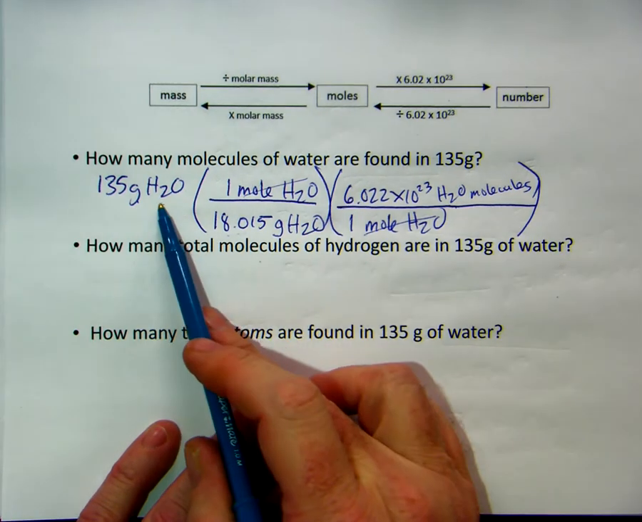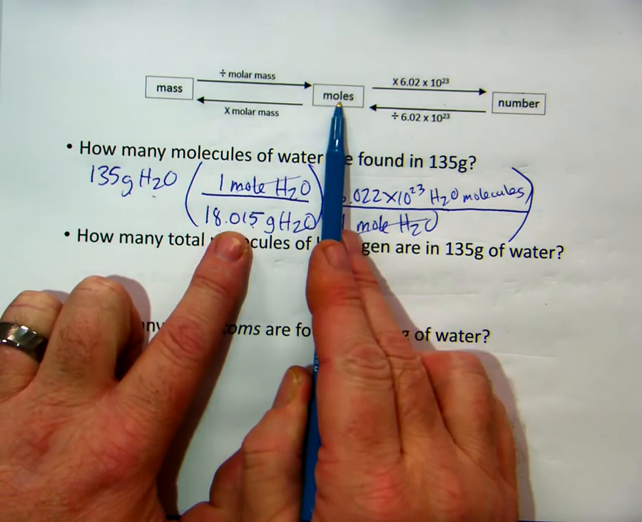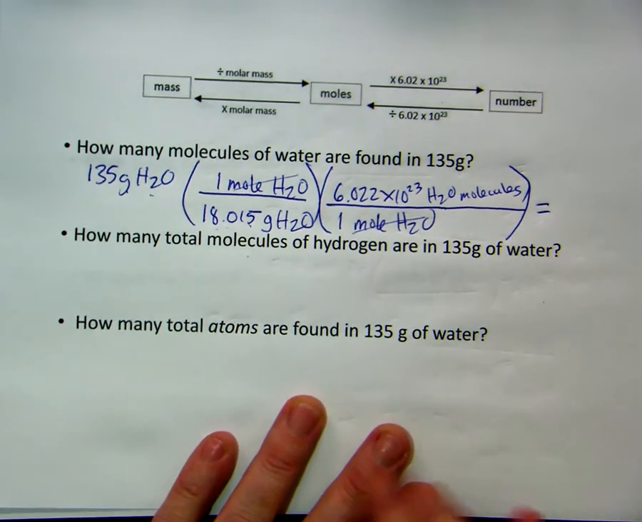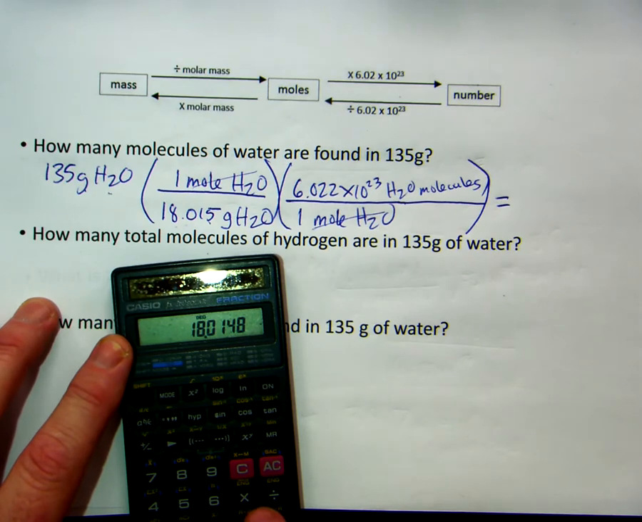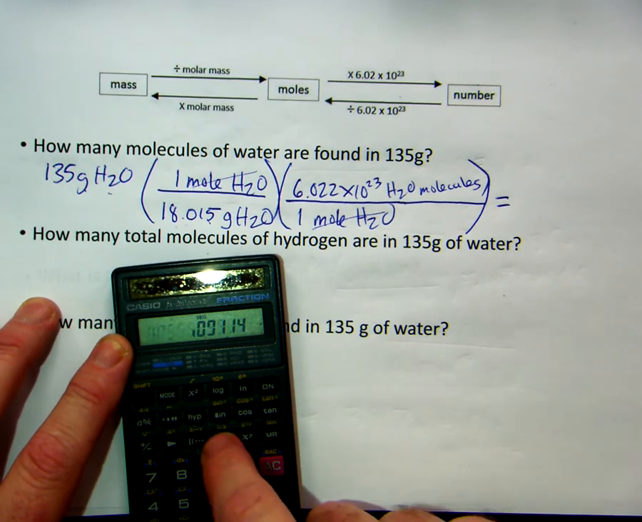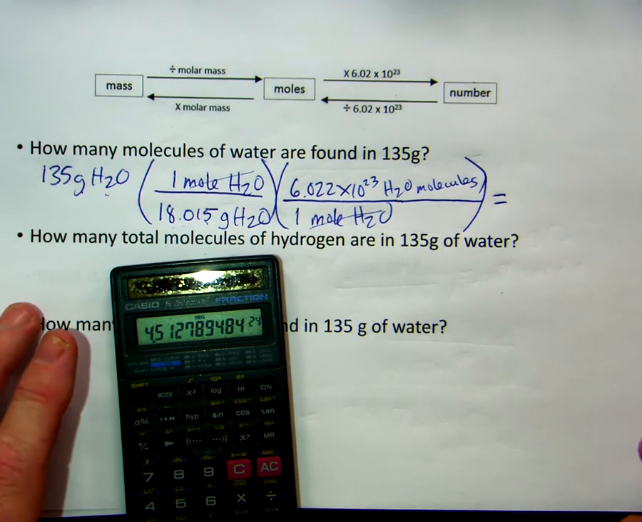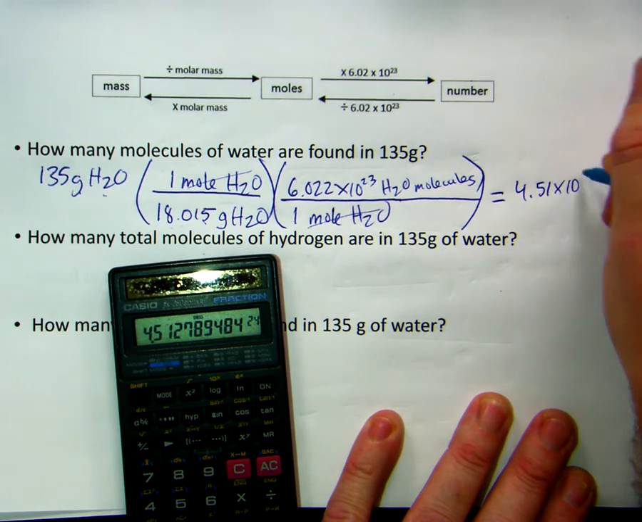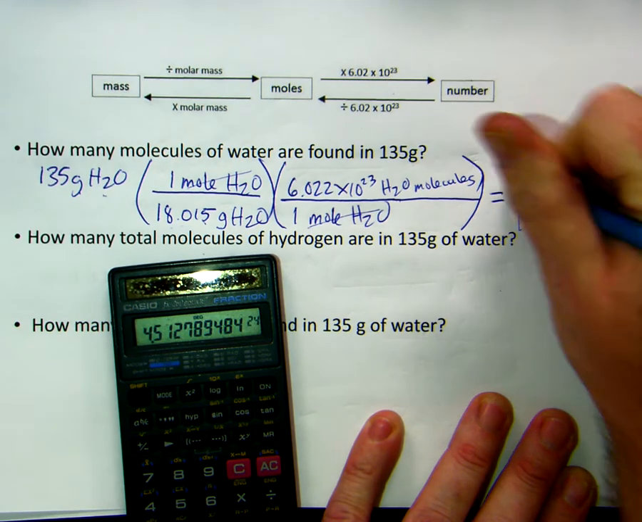So I have my grams of water. How many moles of water is that? Okay, now I know, so I'm at moles. Now I know my moles. I multiply by Avogadro's number to get my total quantity. So it's a 2-step problem. And hopefully you guys are checking my work. I got 4.51 times 10 to the 24th water molecules. Awesome.